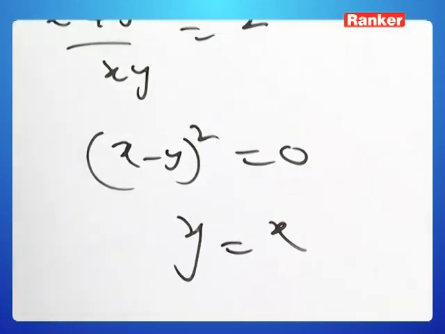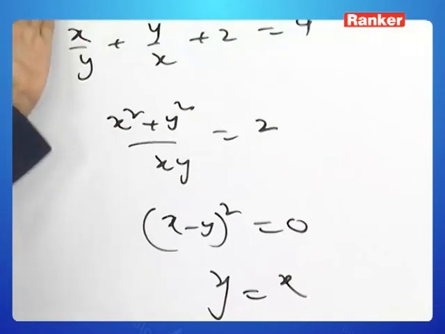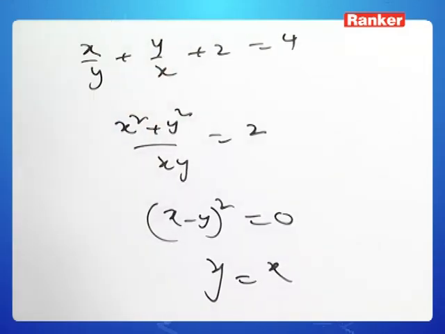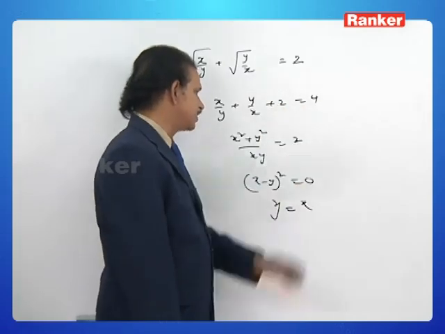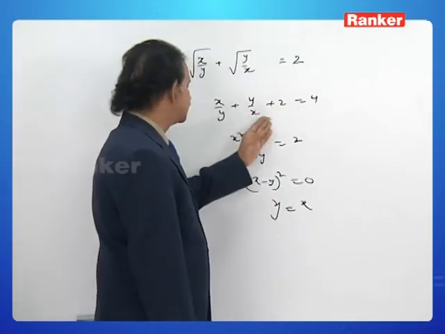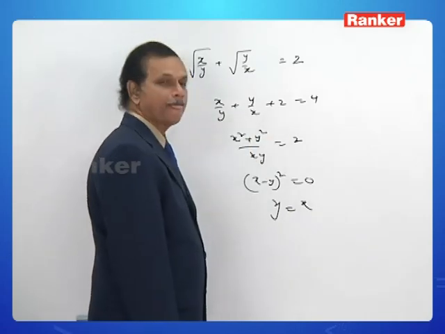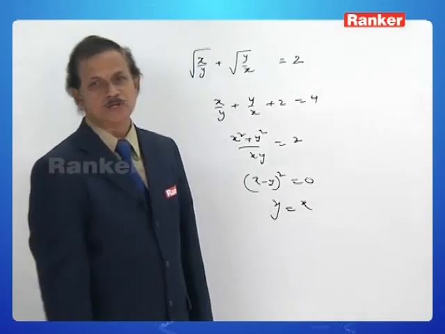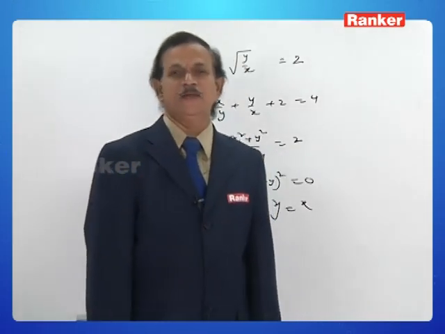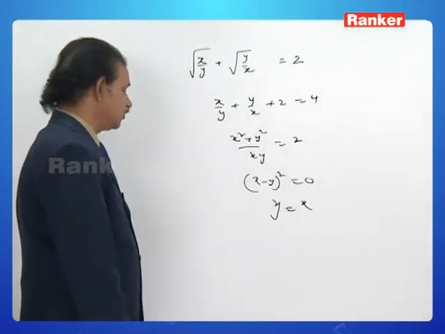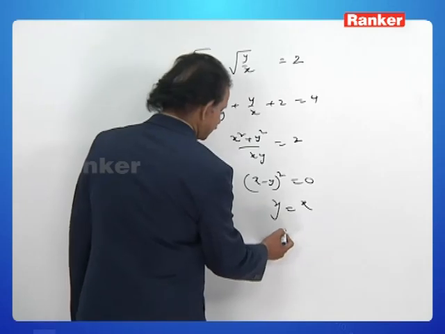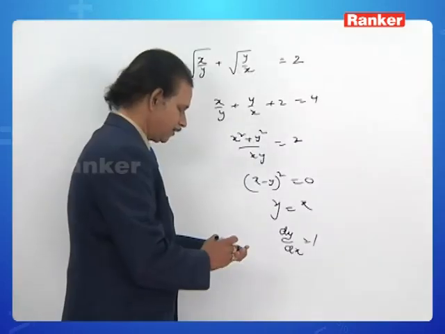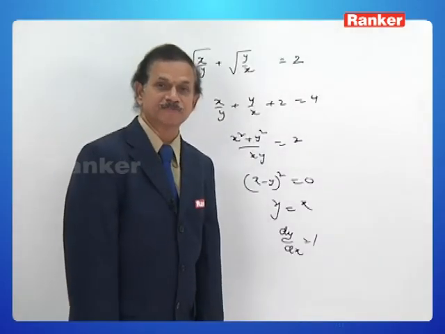You get that idea. It looks like a plus b whole square, a square plus b square plus 2ab. ab terms will go away. Only 2 will be remained here. So that plus 2 goes the side, becomes 2. You take the LCM. X square plus y square by xy is equal to 2. That is x square plus y square is equal to 2xy. X square plus y square minus 2xy is equal to 0. That is x minus y whole square is equal to 0. That is x minus y is equal to 0. That is y is equal to x. Thereby dy by dx is therefore 1.